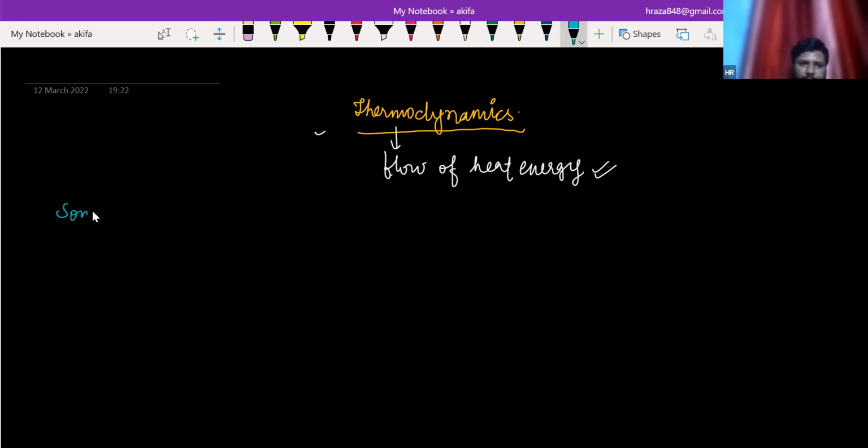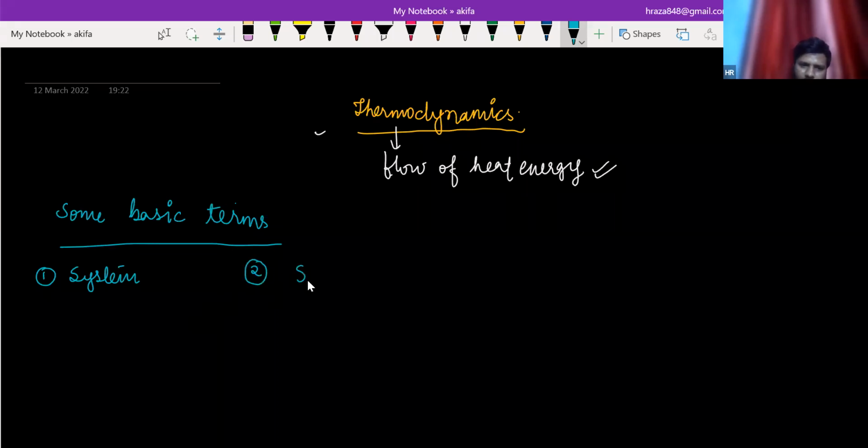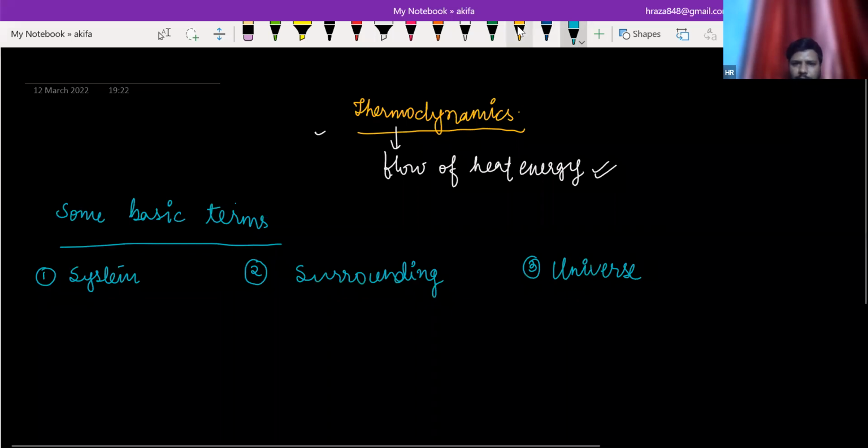Most importantly, some important basic terms of thermodynamics. First is system. Second is surrounding. And the third one is universe. It is very easy to understand all these points.